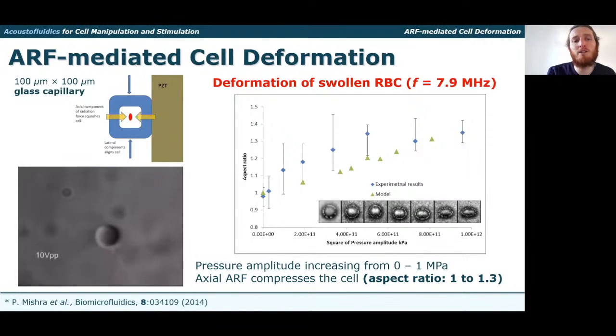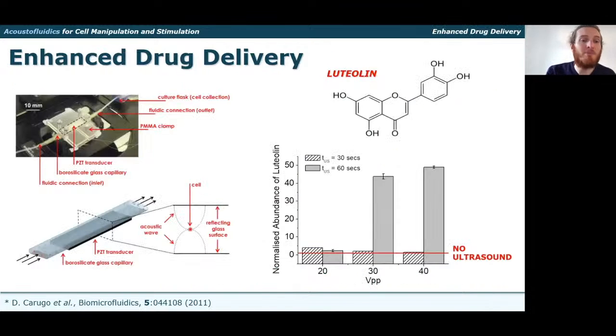Interestingly, previous work using similar types of resonators had shown that simply by manipulating cells towards a pressure node, it is possible to enhance intracellular delivery of pharmacological compounds, in this case, the model drug luteolin. This delivery is dependent upon the ultrasound stimulation time, as well as the driving voltage of the transducer. But ultimately, enhanced delivery may be a result of deformational effects, as well as acoustic streaming.